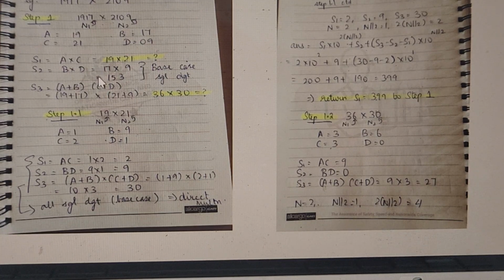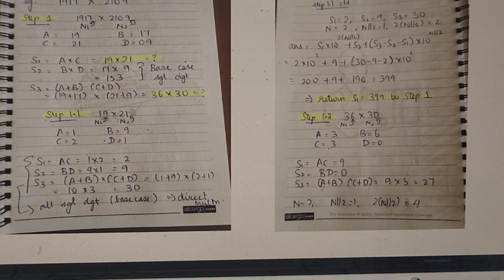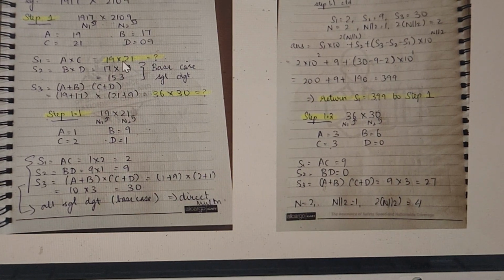So I will recap this part first. We had 1917 into 2109, not the base case, divide: A 19, B 17, C 21, D 9 respectively. Write down S1, S2, S3 according to the formulae. S2 luckily happens to have one single digit, so just apply the base case, get the number. S1, S3, unfortunately you do not have a base case, so you have to recurse. So now we come to step 1.1. We will try to calculate 19 into 21 first.